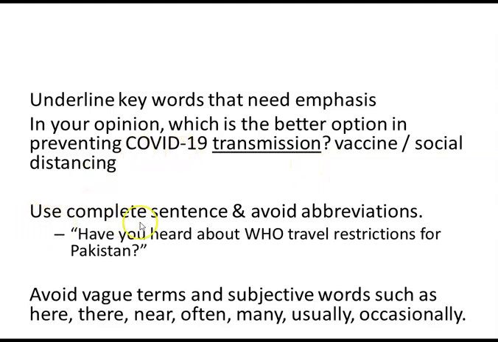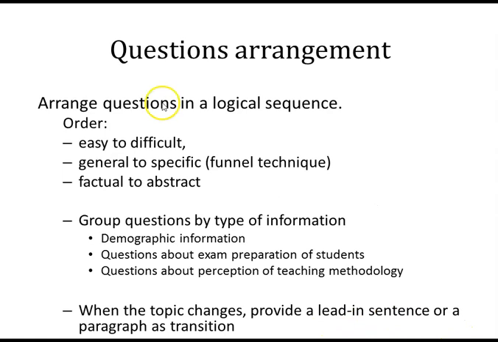Next is use complete sentences and avoid abbreviations. For example, have you heard about WHO travel restrictions for Pakistan? Many of us may be knowing about WHO, but we should avoid using abbreviations because it can confuse the reader. Avoid vague terms and subjective words such as here, there, near, often, many, usually, occasionally.